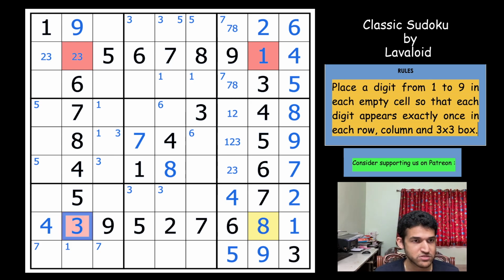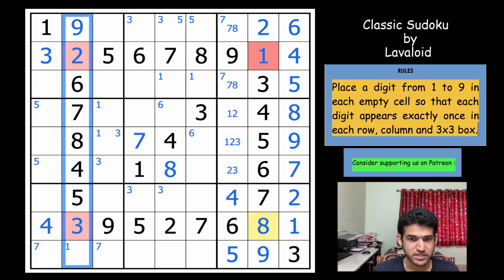You have a 3 here. This could have been resolved. So that's 3, that's 2. And now column 2 can be completed, so that is a 1. Okay.